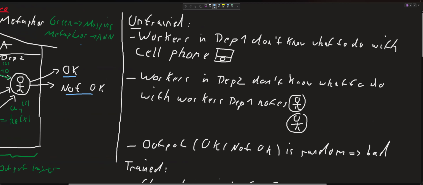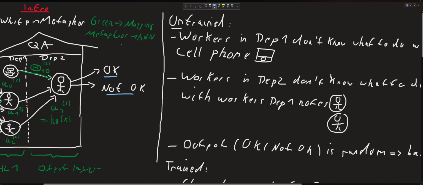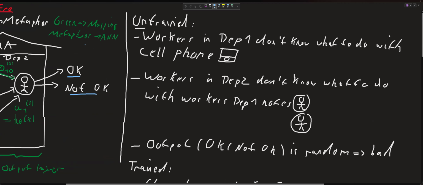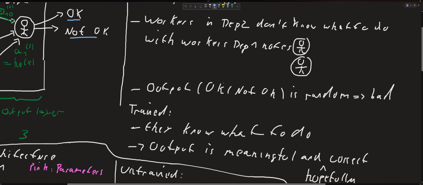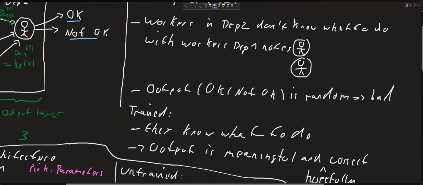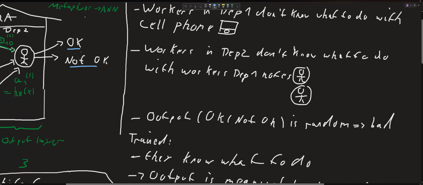So they basically randomly report something back to this guy here, right? And the worker in department 2 doesn't know what to do with these comments that these workers give him, right? And the problem is obviously our output then makes absolutely no sense. This one knows it has to give an output that is okay or not okay, but the output is absolutely random. So it's bad. The output is either okay or not okay, it doesn't say anything else. This is very important because this is also the structure.